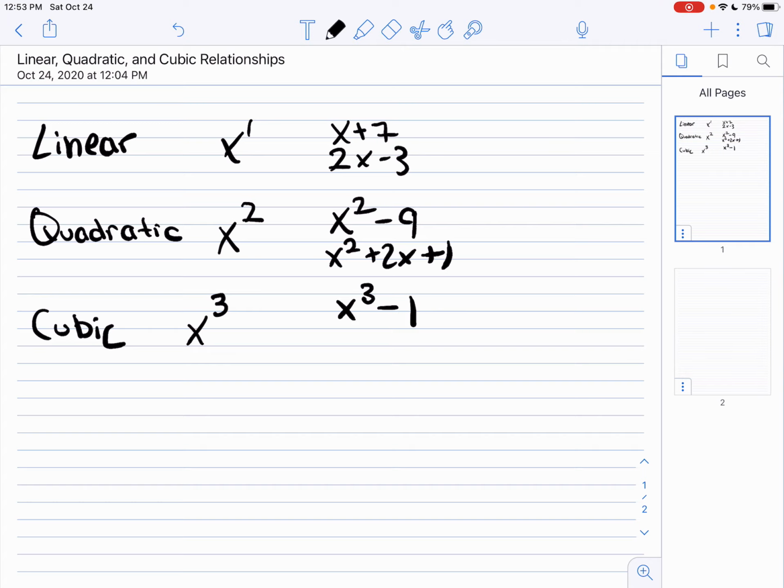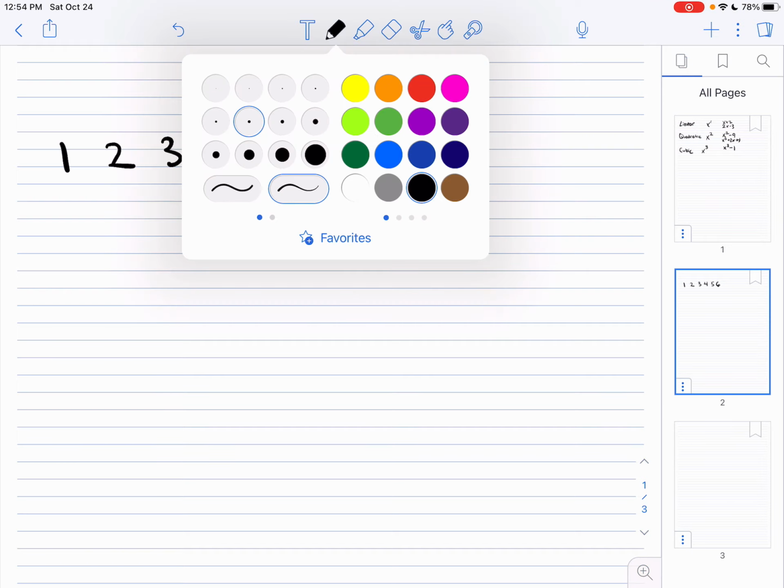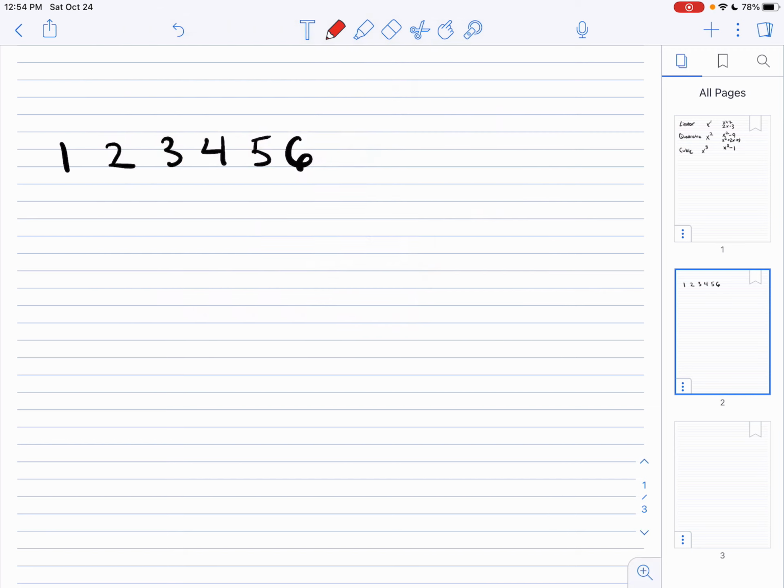Okay, so now that we know that, let's take a look at different sequences. How can we tell whether sequences have a linear relationship, a quadratic relationship, or a cubic relationship? Let's take a look at this sequence, and a sequence is just a list of numbers, by the way. What we're going to do is see if the slope between every two are the same. To do that, we're just going to find our first difference.